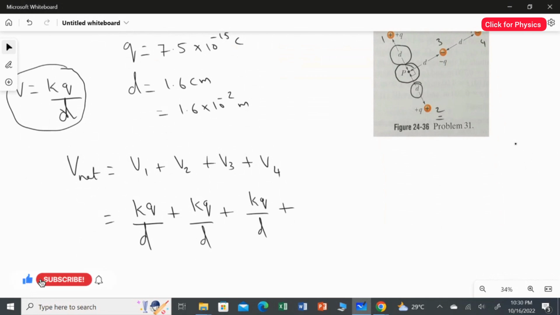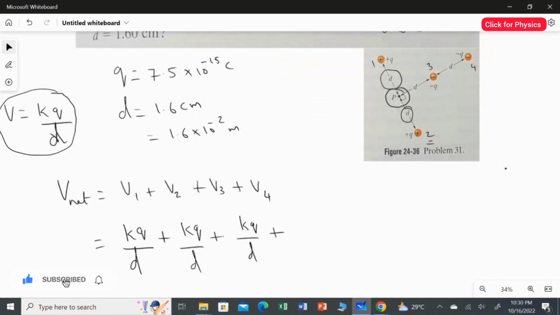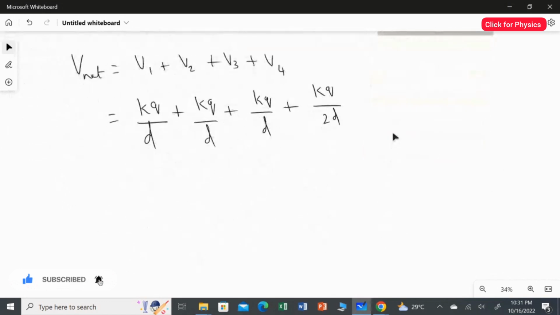But for the fourth charge, you have to calculate this distance very carefully. What is the distance from the point P to the fourth charge? 2D, am I right? So the distance is exactly 2D for the fourth charge. So KQ over 2D. Now I have to simplify this equation. I'm going to take 2D as the LCM, and here you will get 2 times Q. I'm going to take a common term K outside.